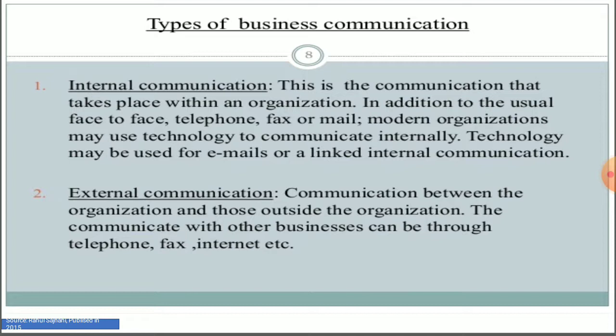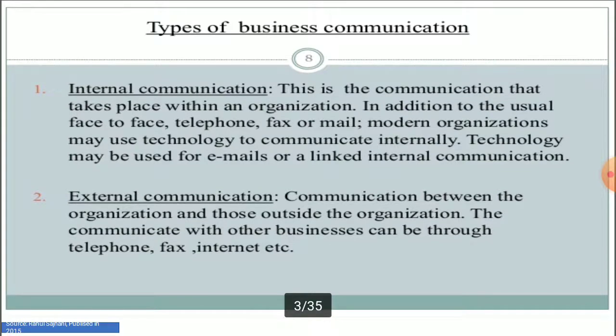In simple words, how people have to remember: whatever communication is made to the employees of the organization, to the managers of the organization, or those persons who are part of the business organization, it becomes internal communication. Moving on to the second type of communication, that is external communication.